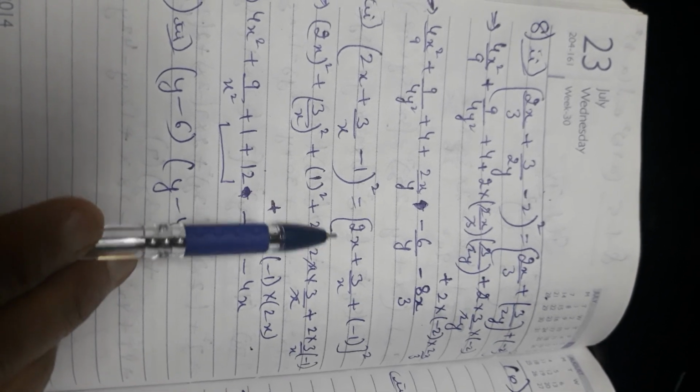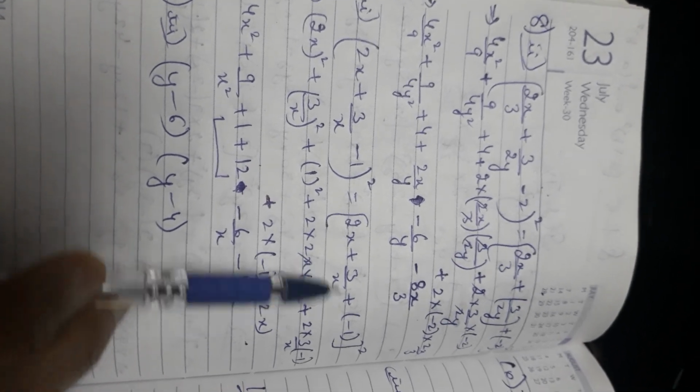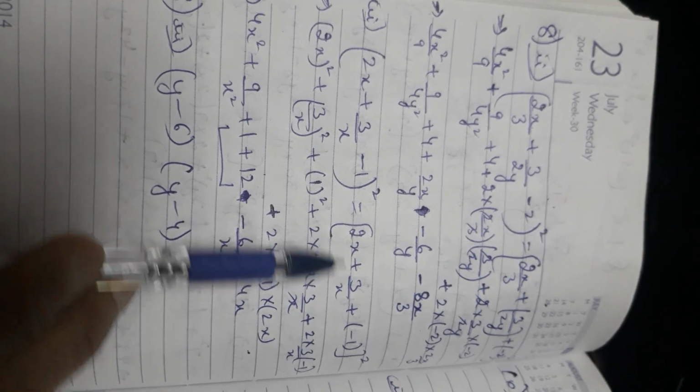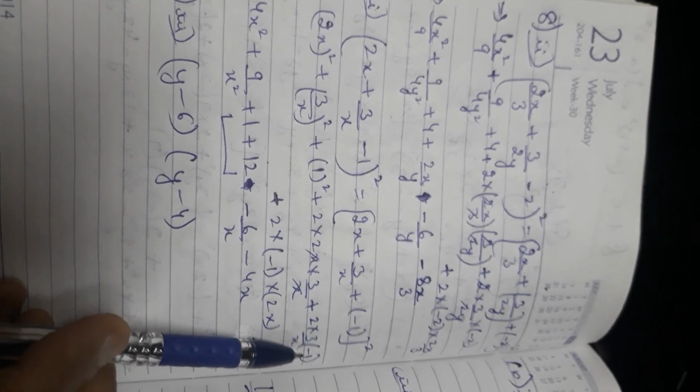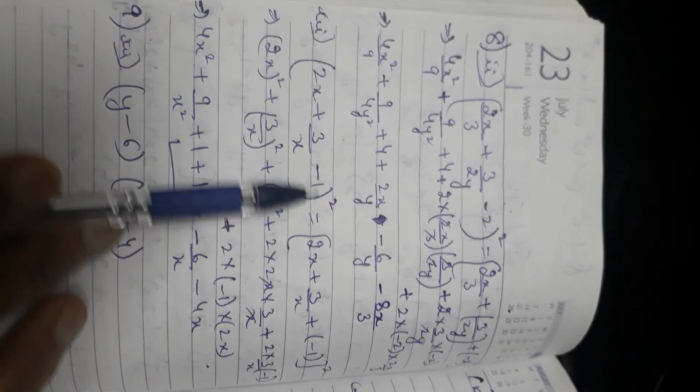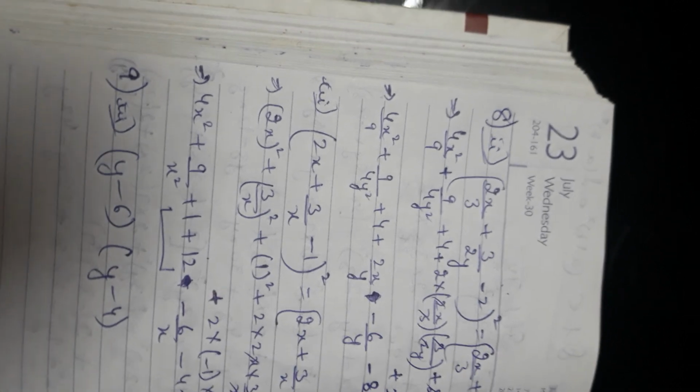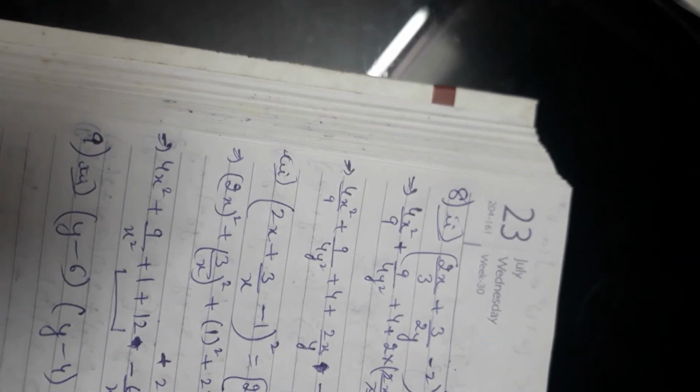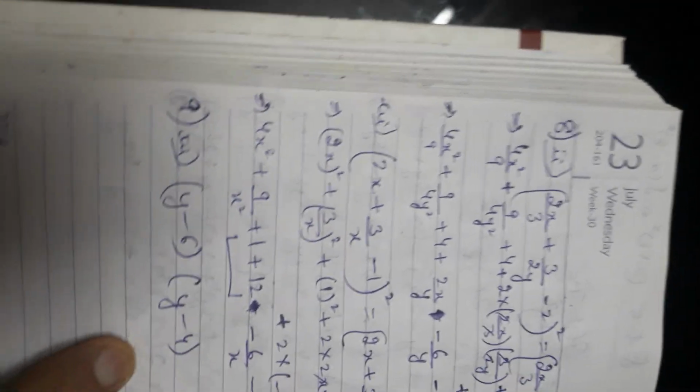Plus 2 into first term into second term plus this into this, then plus this into this. So wherever negative comes, you have to put the minus sign. Here also minus. Okay. So till 8th question, these are the similar types. Now coming to 9th, 10th, 11th and so on till 13th question, they are the same one. So let me explain you first this.